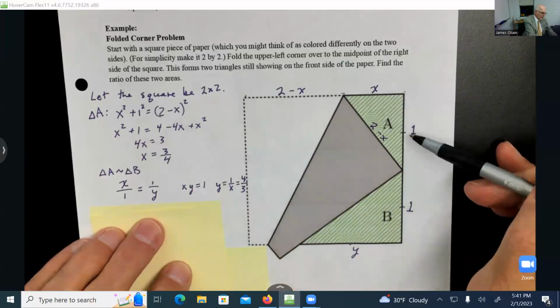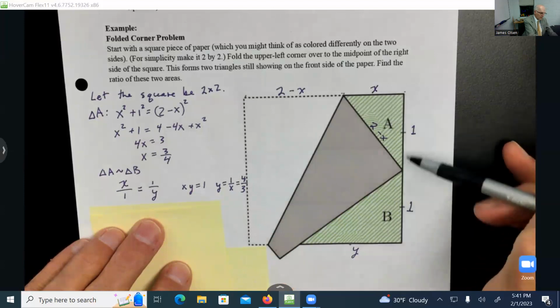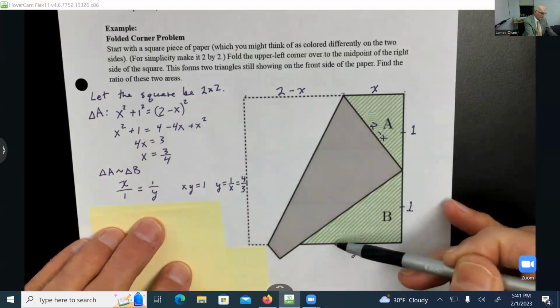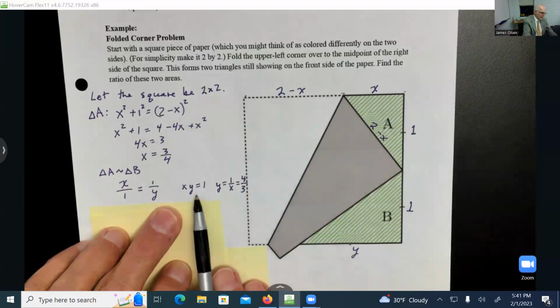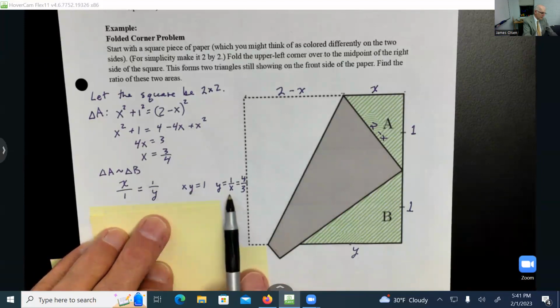X over 1 equals 1 over y. That's kind of the short leg over the long leg equals the short leg over the long leg. If I cross multiply, I get this. And X, we already know, is 3/4. The reciprocal of 3/4 is 4/3. So this turns out to be 4/3 down here.